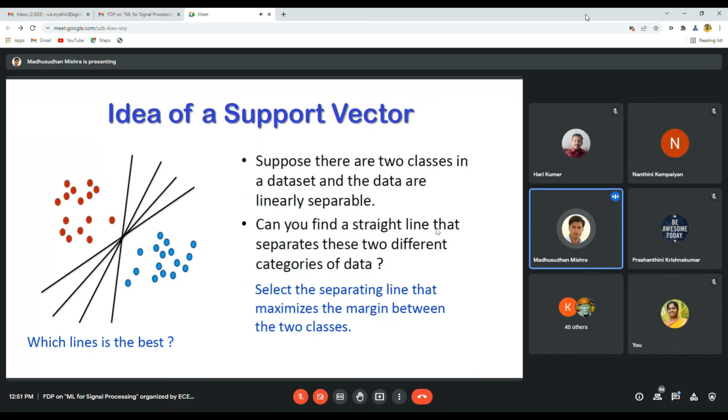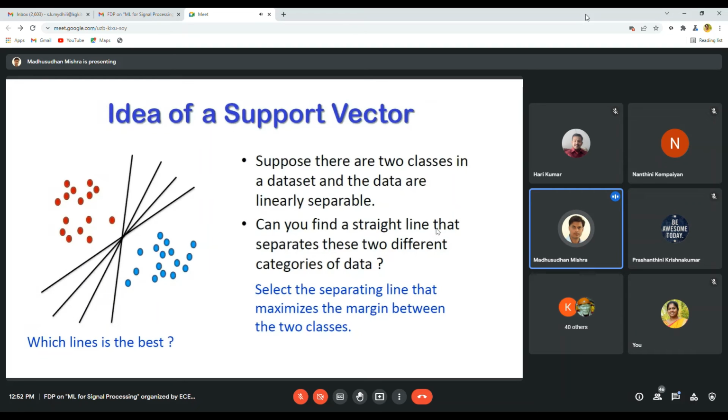data are linearly separable. If the data is linearly separable, we can find a straight line that separates these two different categories of data. Now we must select this separating line such that there is a huge margin between the two.